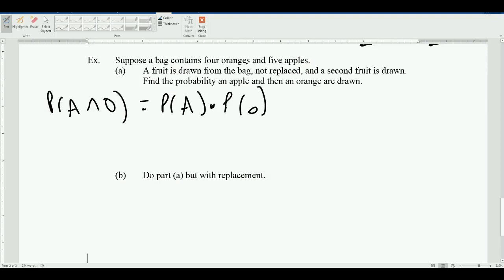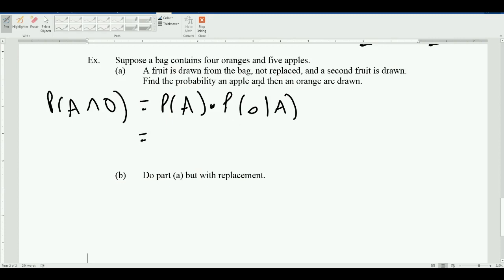Or they could involve some intersection of events. It just depends on if they're replaced or not. So this one is not replaced, so it's like an intersection. An apple and then an orange. Okay. So don't worry too much about this notation. I'm just showing you where you could use it.